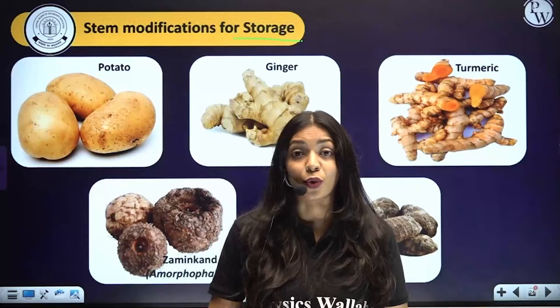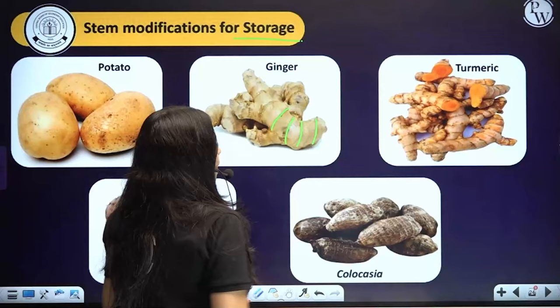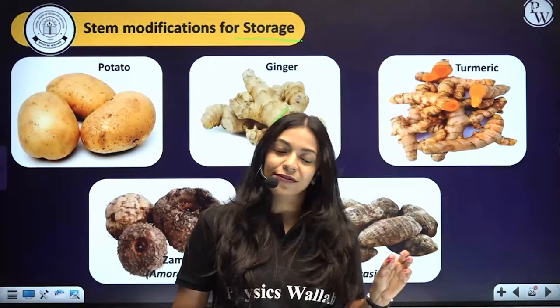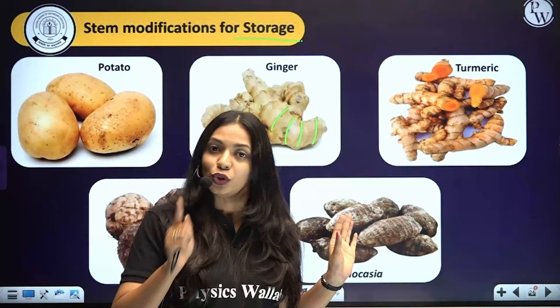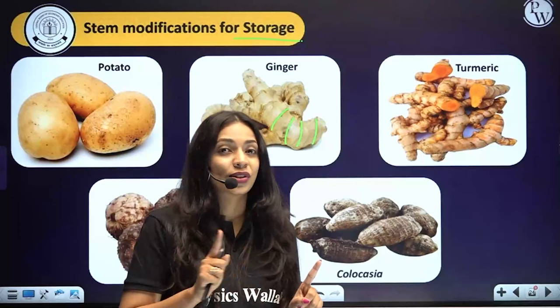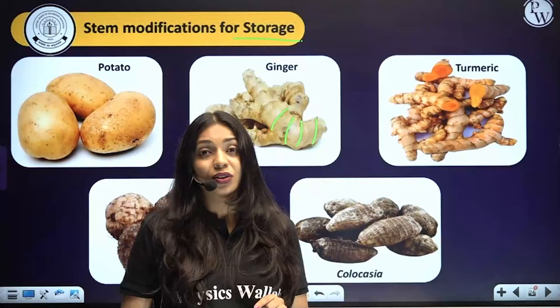Over here in ginger, you can clearly see these lines. These are the nodes. If you observe carefully, there will be very thin, transparent, scaly layers also present. They basically represent the leaves, okay? So you can find distinct nodes and internodes in stems, which you cannot find in roots. So though carrot is also meant for storage, ginger also is meant for storage, both are found below the ground. Carrot is a root modification because you do not see any nodes and internodes there. Ginger and potato are stem modifications because they clearly show the presence of nodes, internodes and buds.